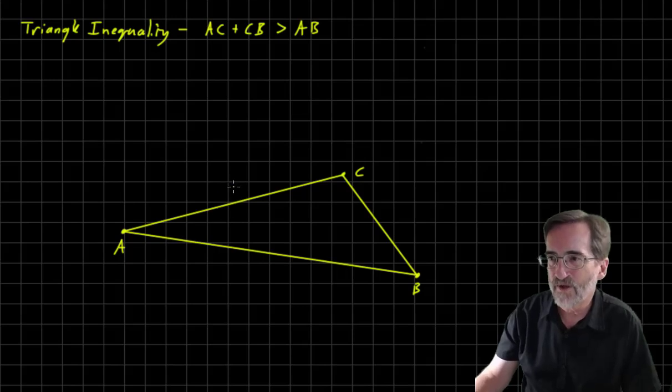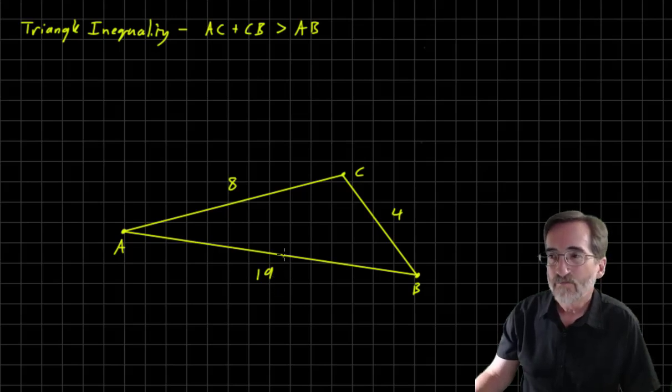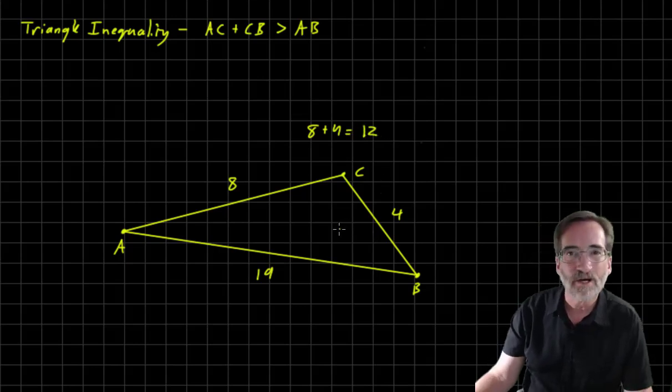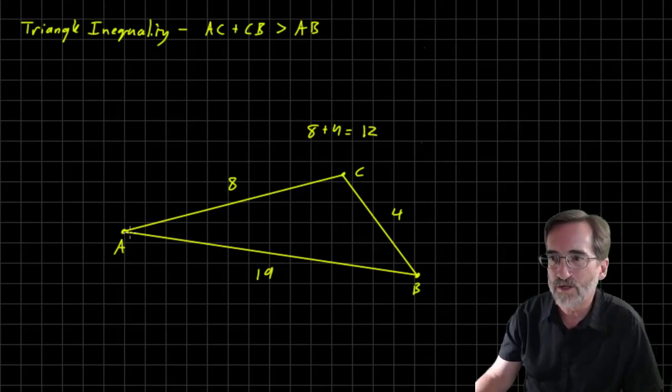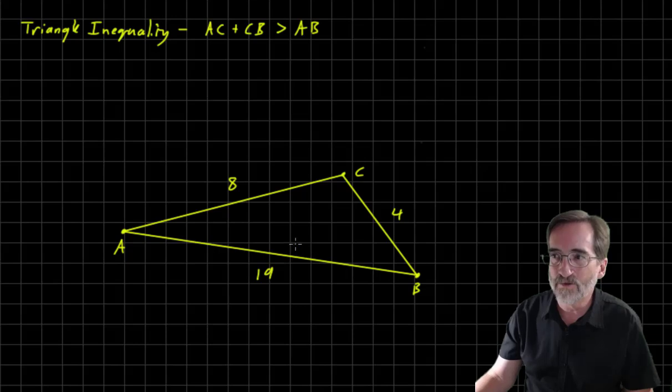So for example, if AC is 8 and CB is 4 and AB is 19, we know we have a problem, because 8 plus 4 is 12, which is less than 19. It's not more than 19. And we have created a situation where going something other than a straight line is shorter than going in a straight line. But we intuitively understand that to go in a straight line is the fastest way to get there. So any 2 sides is going to be more than the third side.